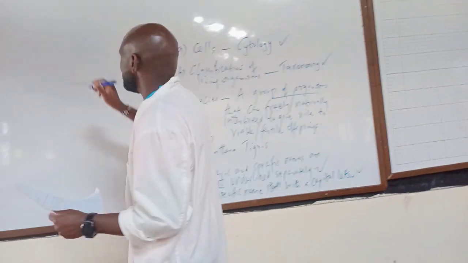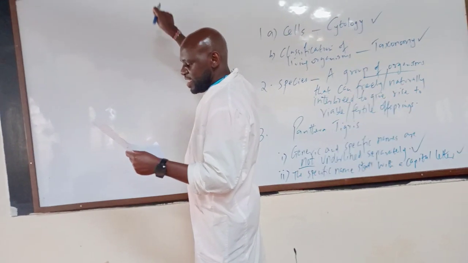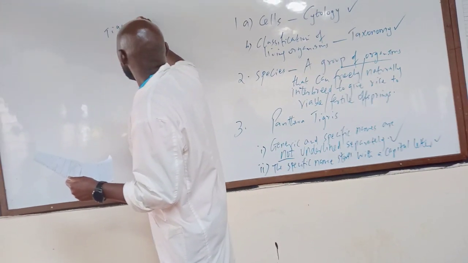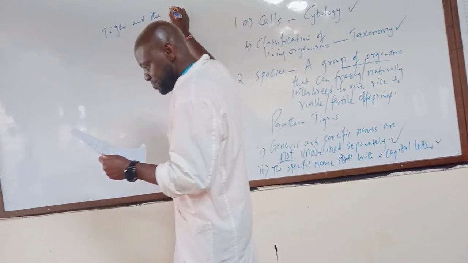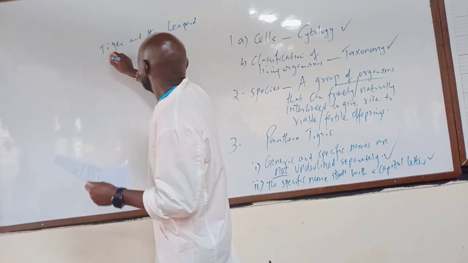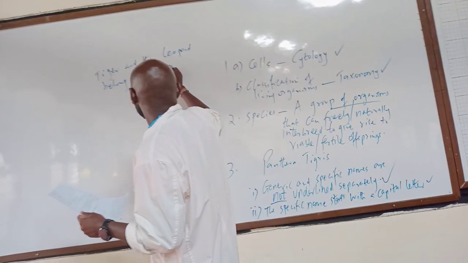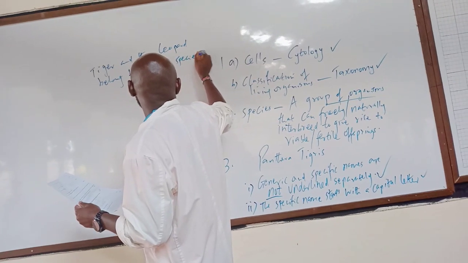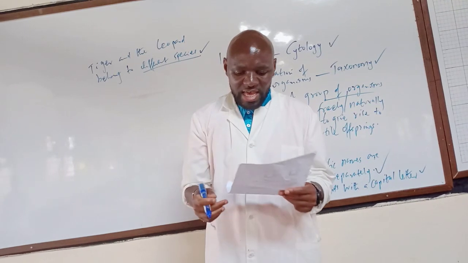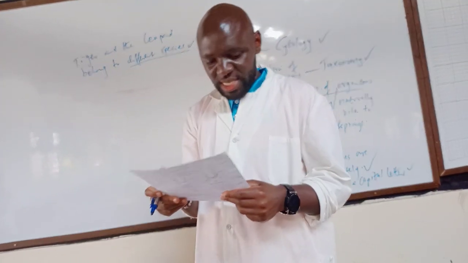So the answer here will be: the reason why a leopard and a tiger cannot breed, yet they belong to the same genus, is because the tiger and the leopard belong to different species. Because they are of different species, they can never interbreed even if they belong to the same genus.